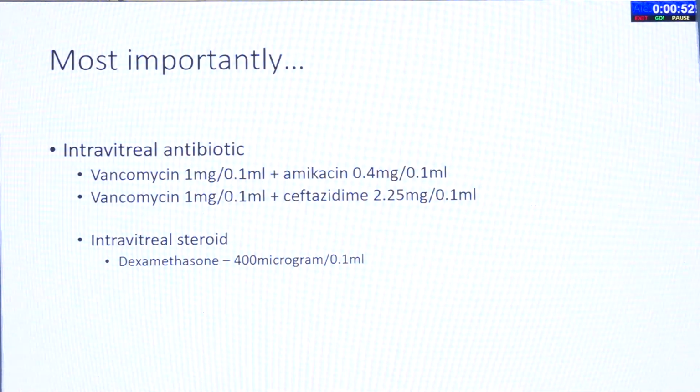Most important is to give an intravitreal antibiotic. And it's essentially vancomycin plus amikacin. But what we most often give is vancomycin plus ceftazidime. It's a standard dose of antibiotics that is given. And intravitreal steroid, dexamethasone 400 micrograms, is something which I would give in addition to the antibiotics.